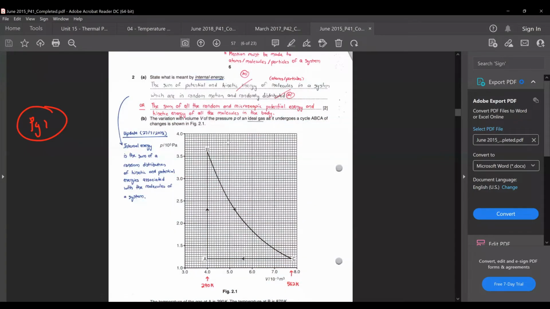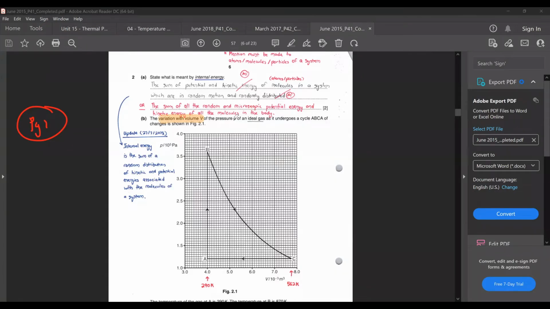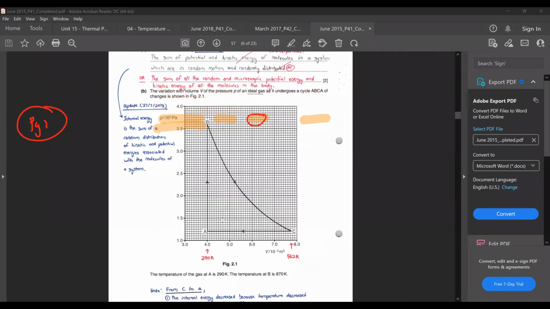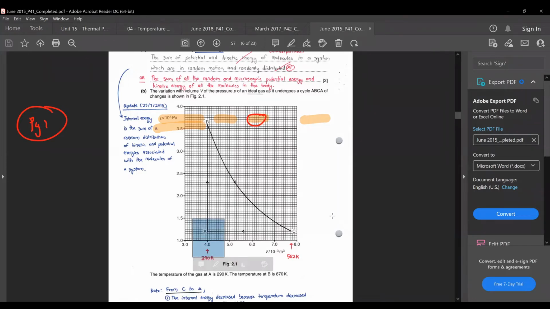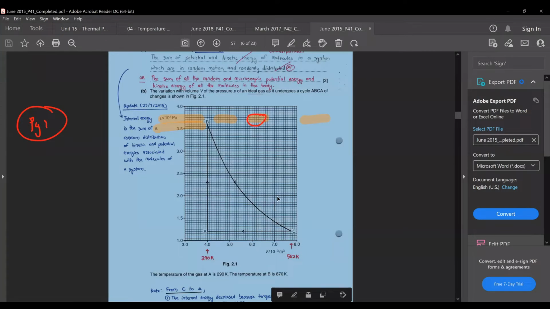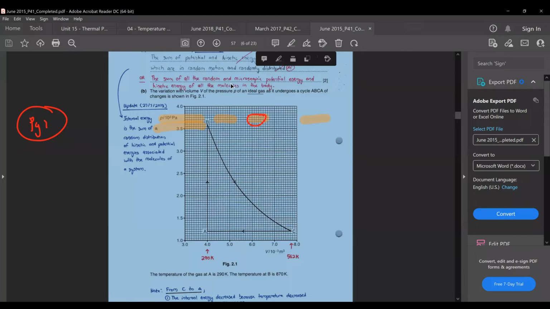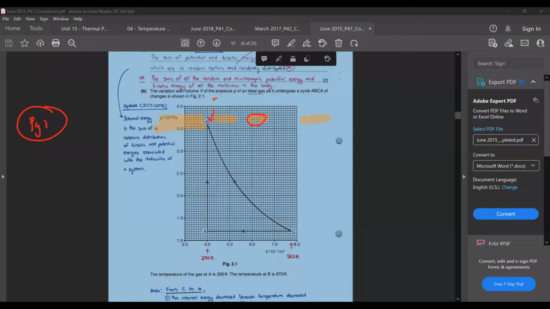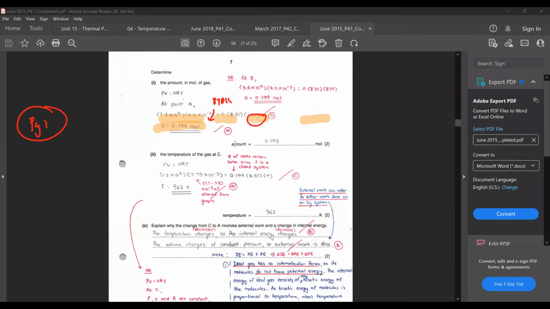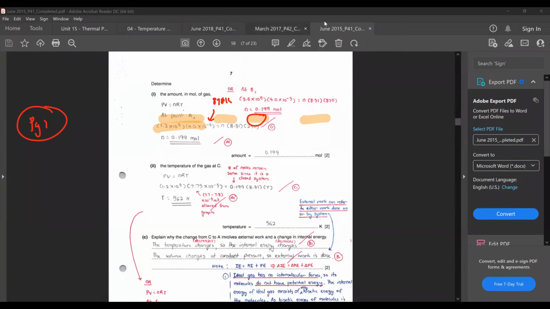Now part B is the one that you need to look at. The variation with volume V or the pressure P of an ideal gas as it undergoes cycle ABCA of changes is as shown. Again, you see there's a keyword ideal gas here. They tell you the temperature of the gas at A is 290 Kelvin and the temperature at B is 870 Kelvin. From there, they ask you to determine a few things.